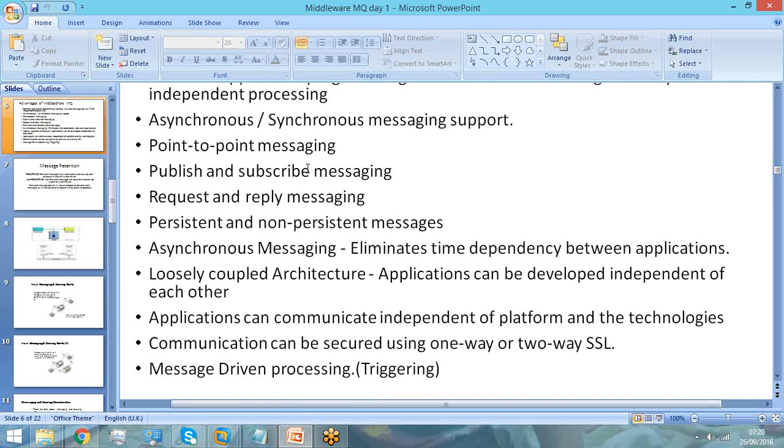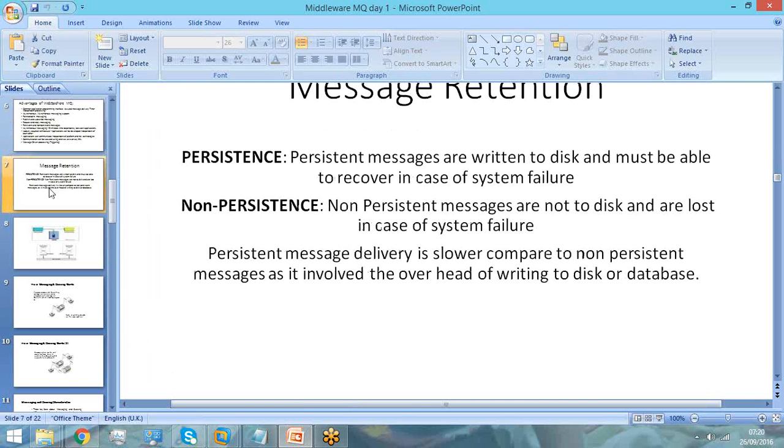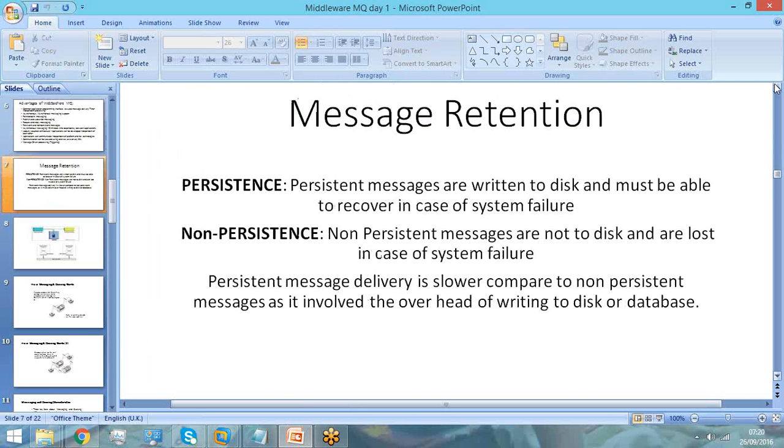We will see what persistent and non-persistent messages are. That comes as part of a topic called message retention types. What is message retention? See, I told you MQ is assured delivery. Your MQ software is assured delivery. Any message coming to that software must be there. It gives an assurance that the message will go to the destination.